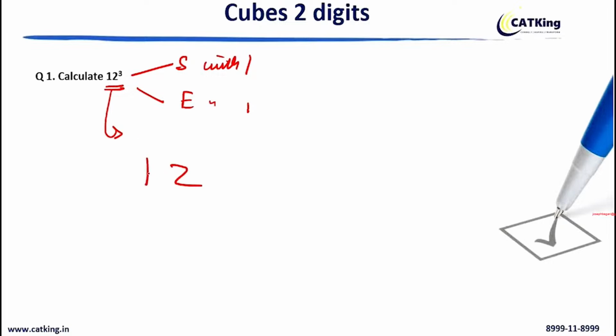What is this number? 12. 1 2, write 12. I've written it down. Just square this. What is 2 square? 4. Just square it up. Correct? And just cube it up. 2 cube 8. Simple. 2 square 4. 2 cube 8. Write it down.